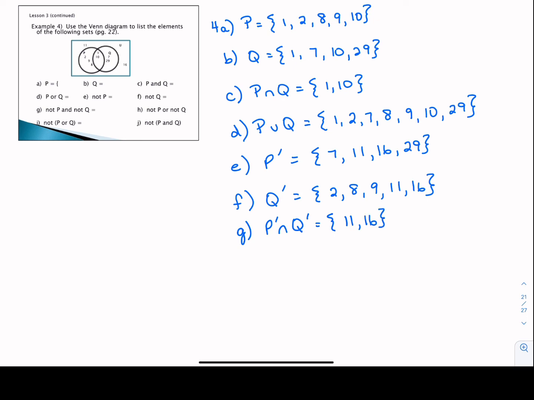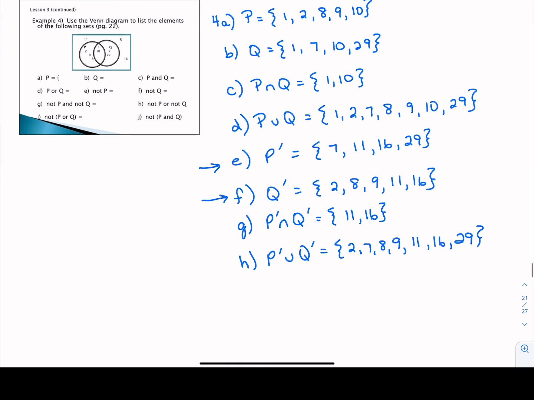Now in part H, it's slightly different. This is a union. So we're saying what's in not P or not Q. So it doesn't have to be common to both. It just has to be in one or the other. So if we look again at not P and not Q and focus on those two sets, we've got 2, 7, 8, 9, 11, 16, and 29. So again, it can be one or the other, or in fact both.